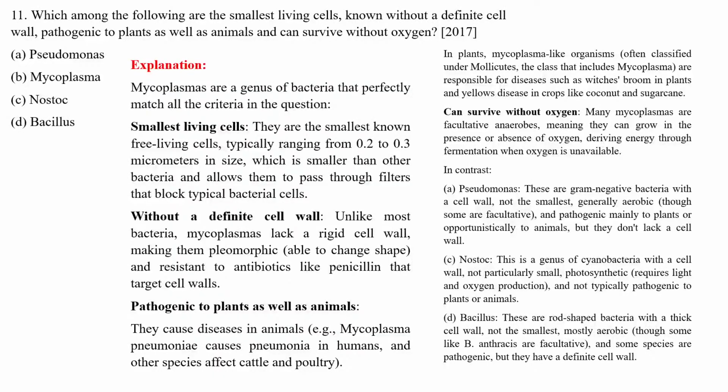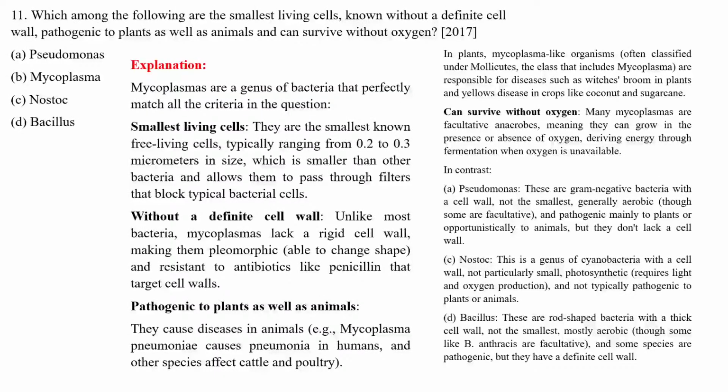In contrast, the other options: Pseudomonas are gram-negative bacteria with a cell wall, not the smallest, generally aerobic and pathogenic mainly to plants and opportunistically to animals, but they don't lack a cell wall. Nostoc is a genus of cyanobacteria which have a cell wall and are not particularly small. It is photosynthetic, using light to produce its food, and is not typically pathogenic to animals or plants. And Bacillus are rod-shaped bacteria with a thick cell wall, not the smallest, mostly aerobic, though some like Bacillus anthracis are facultative, and some species are pathogenic, but they have a definite cell wall.